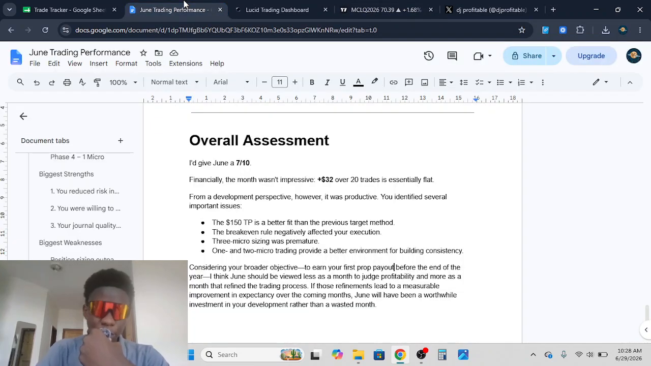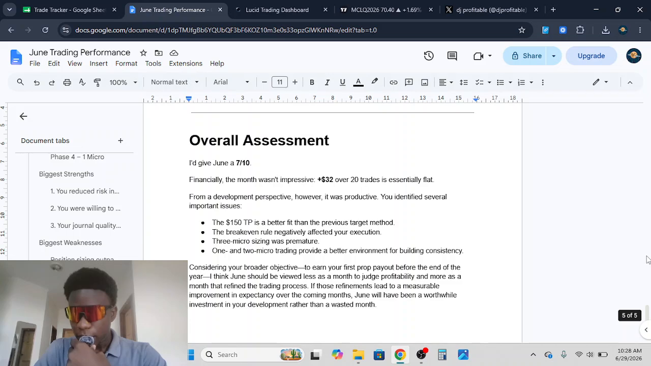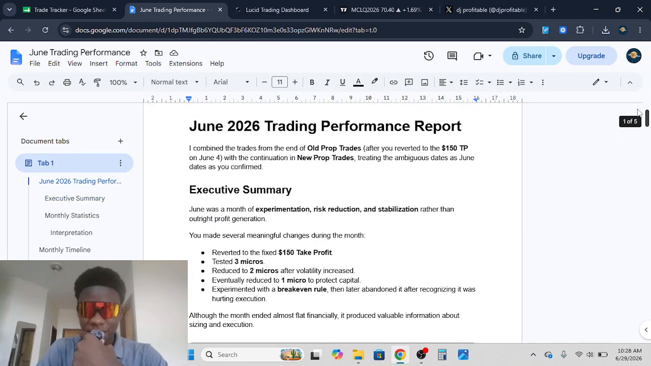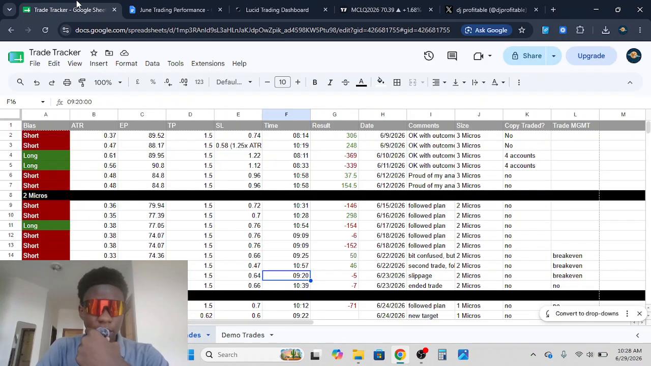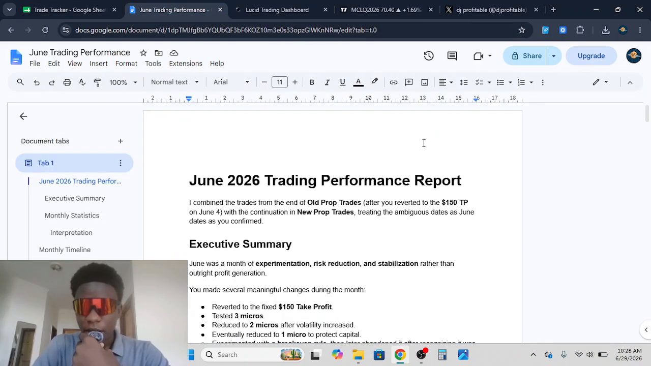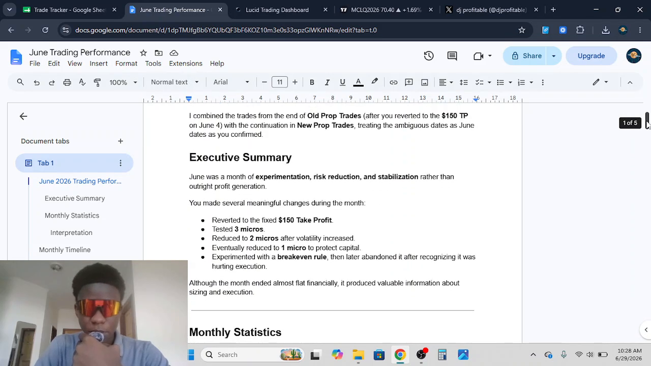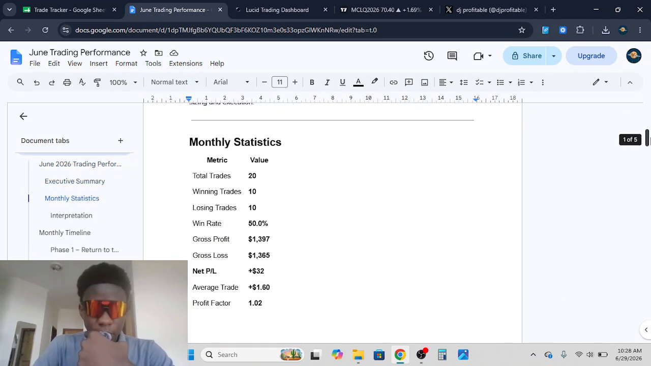Now, let's go to my trading performance document that I've got from ChatGPT, right? Implemented since last month. I've taken my trading table and imported it into ChatGPT and gotten this amazing report. So let's go through it quickly, and then I'm going to walk you through my prop firm account stats to back up what I'm saying. So, 50% win rate. I've taken 20 trades this month.